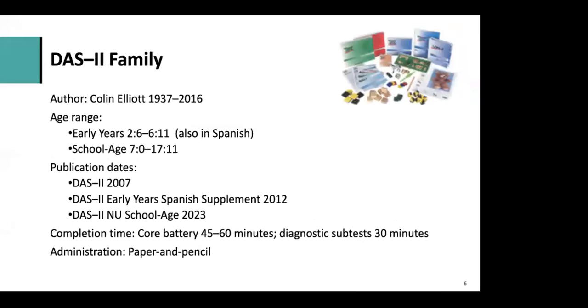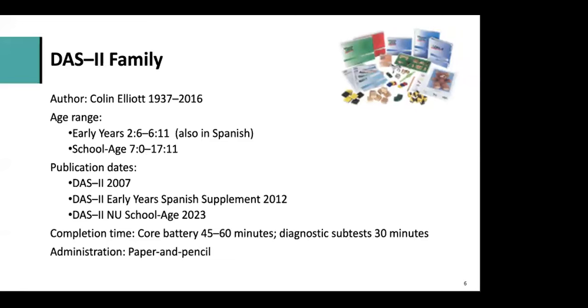Okay, so let's begin with a historical overview of the DAS-2. The original Differential Ability Scales was published in 1990. The DAS-2 was then published in 2007. The DAS Early Years Supplement was published in 2012, and the new DAS-2 normative update will publish this May 2023.